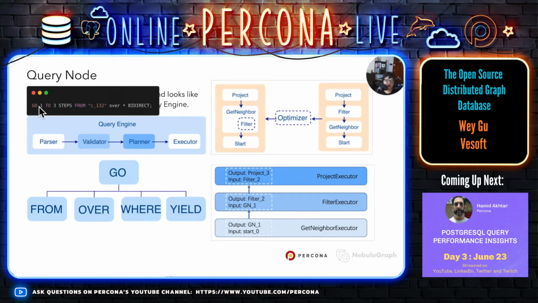So think of you are doing this query. You want to go from 1 to 3 steps from this single point over all edge types bidirectionally. And this query will go into the parser and be parsed into the AST. Then it will be validated and translated into an execution plan, and then it will be optimized into the final plan, and then it will be executed by the executor. So the executor will call the meta and the storage part of the system when it's needed, and then return the result to the end user. So this is the query lifecycle in the query engine.